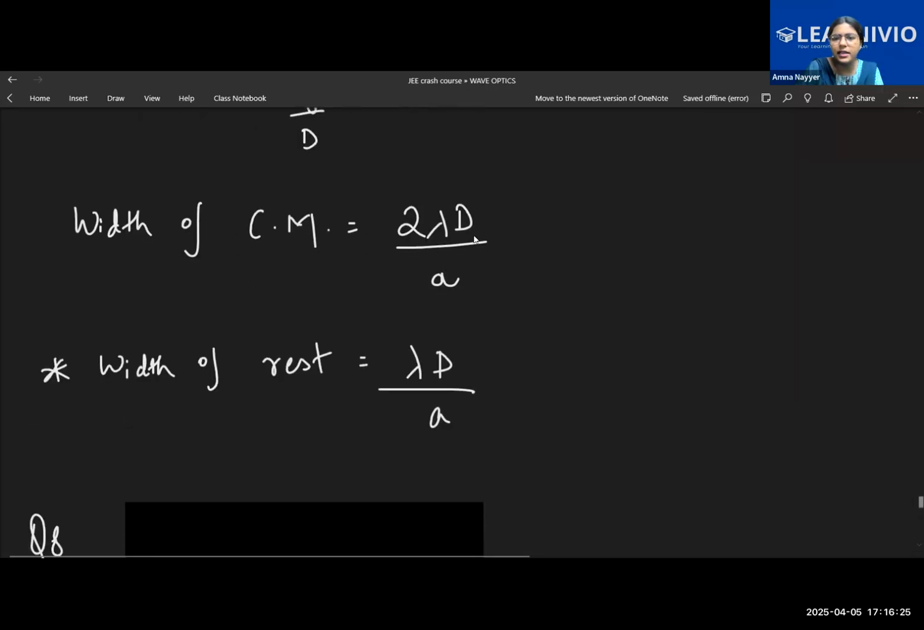Width of central maxima is 2 lambda D by a. Width of the rest means the rest of the minima or maxima is lambda D by a. Width of the rest means this. That's why I've marked an asterisk, because there once came a question just as it is from this.